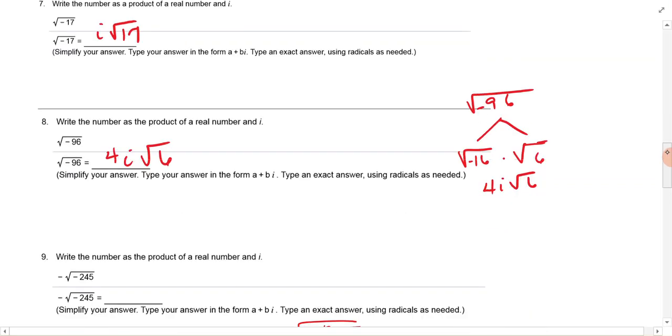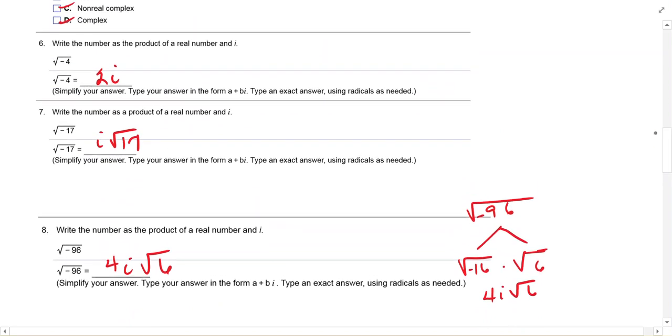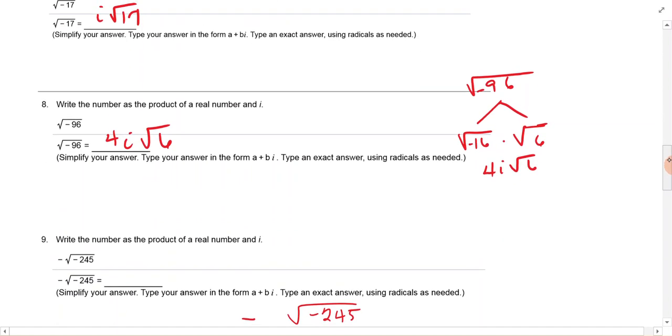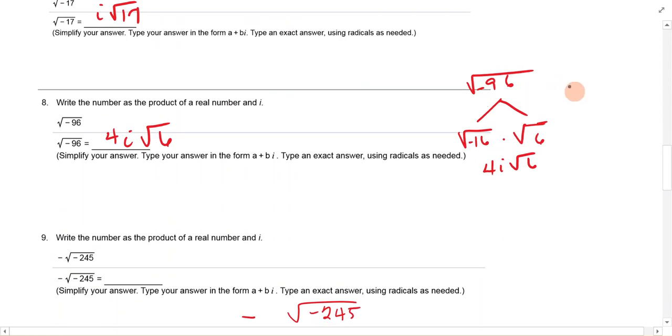Number 6, we start getting into simplifying. So if you have the square root of a negative number and that number is a perfect square, you're just going to take the square root of it and it'll have i. So square root of negative 4 is 2i. Square root of negative 17 is like the square root of 17 times the square root of negative 1. This is i, so it becomes i square roots of 17. If you have the square root of negative 96, I did that over here. I said, well, that breaks down to negative 16 and 6. Negative 16 is the same as 4i square roots of 6.